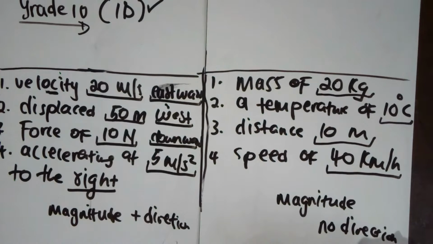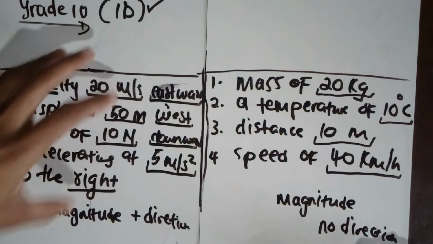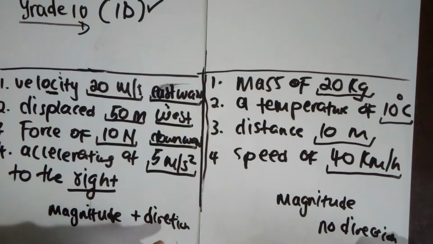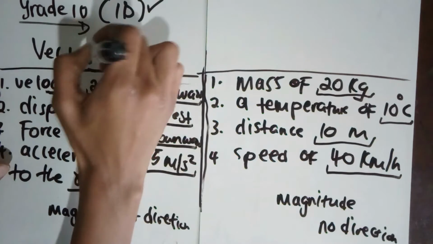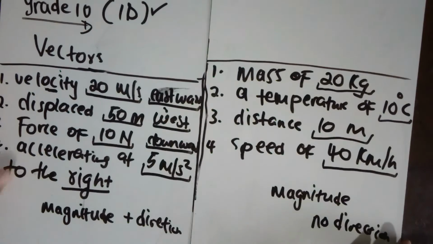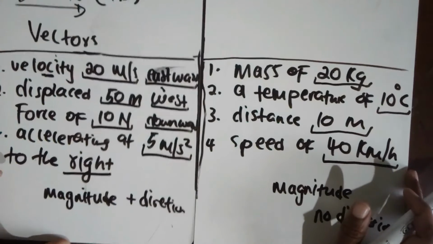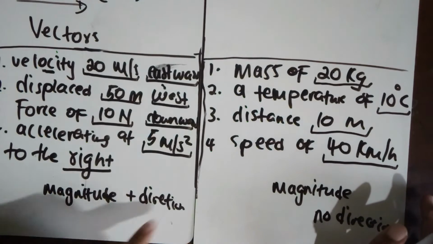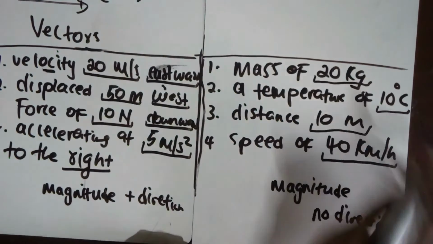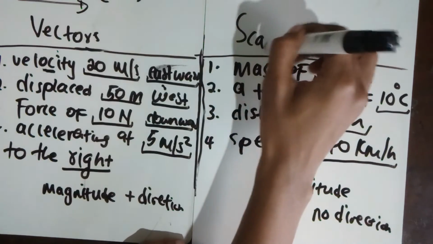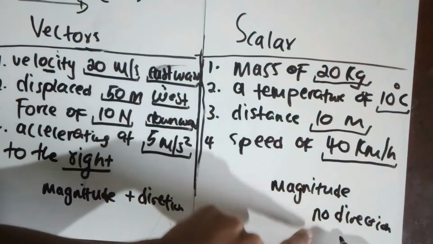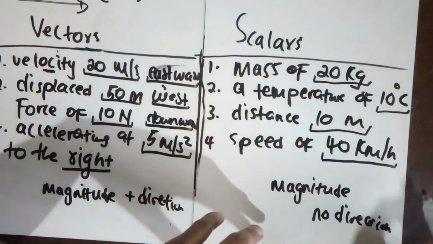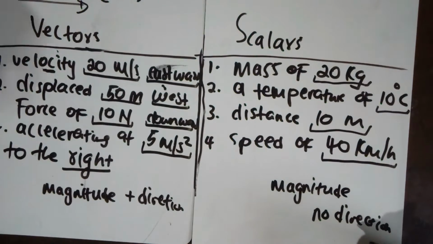Right? So now how do we define these quantities that have magnitude and direction? That's what we call vector quantities, or vectors. They are physical quantities that have both magnitude and direction. And on the other hand, for those physical quantities that only have magnitude but no direction, we call them scalar quantities, or scalars.